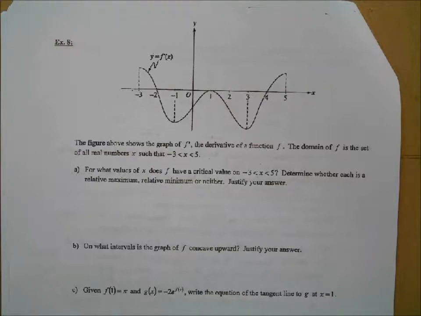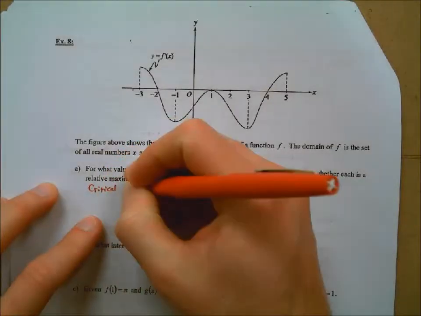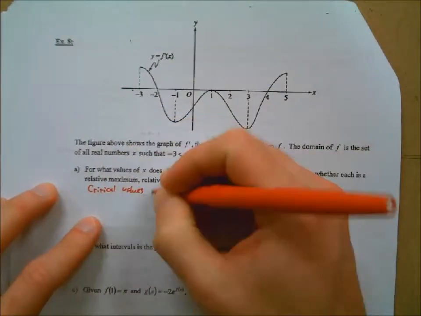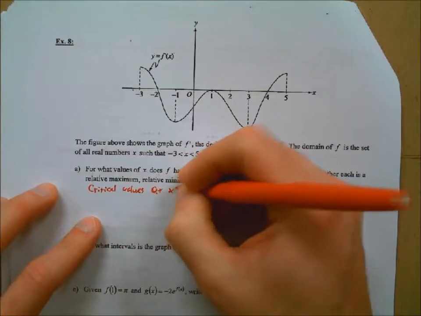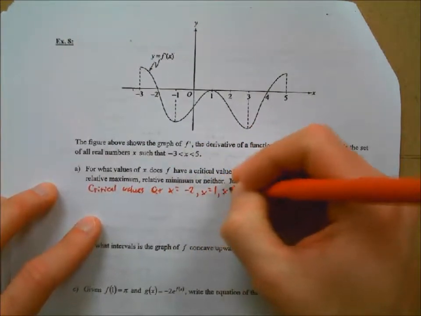So volunteers here, where do we have critical values for f? Sean? Okay, so critical values at x equals -2, x equals 1, x equals 4.